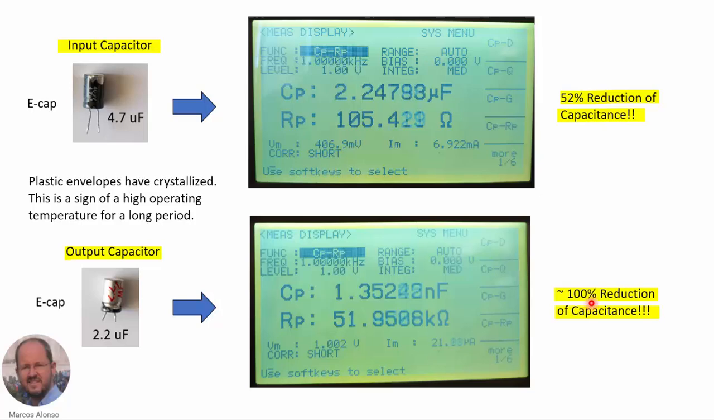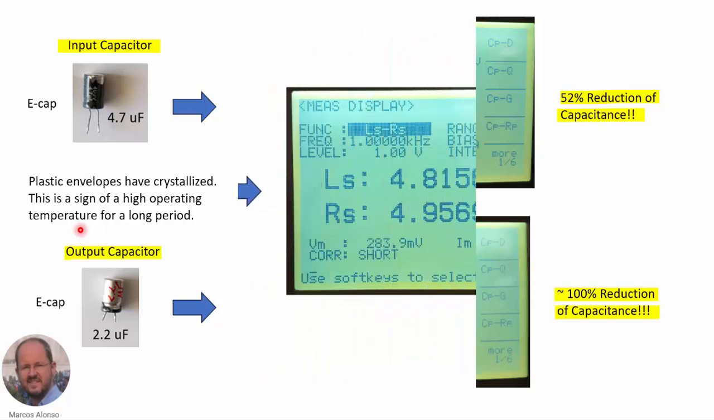Also, when handling the capacitors, we have seen that the plastic envelopes have crystallized. They were very fragile and they were broken in pieces. So this is a sign of the high operating temperature for a long period of time inside the LED lamp, which in the end causes the decrease of the capacitance due to the evaporation of the electrolyte inside the capacitors.